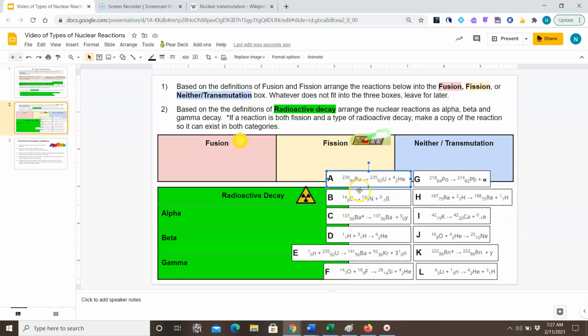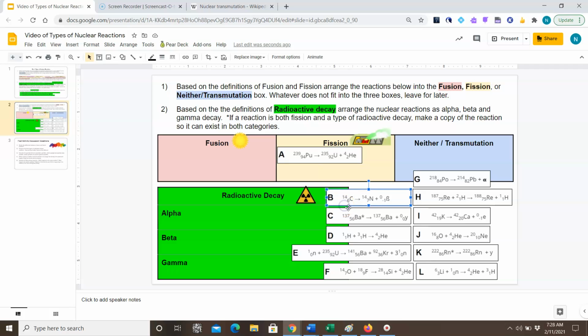If you take a look at that first one, card A, you're starting off with one thing, polonium-239, and you're forming two things, uranium-235 and helium-4. So what do you think that is? Is that fusion, fission, or transmutation? Well, it's definitely transmutation. There is a change there, but let's be a little bit more specific. If you're starting with one thing and you're breaking it apart into two or more things, that would go under fission. So I'm going to put card A under fission.